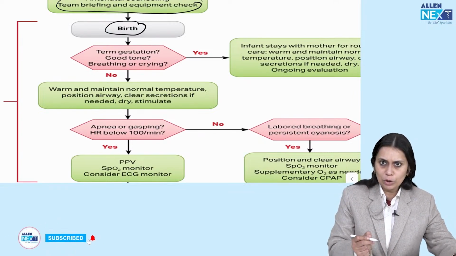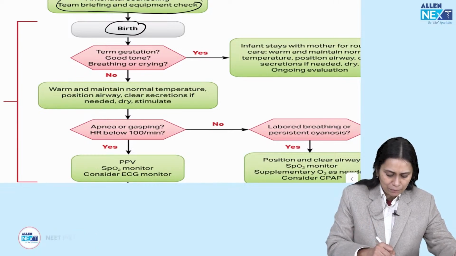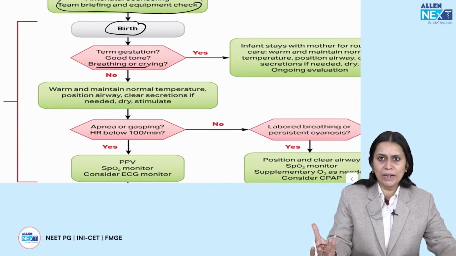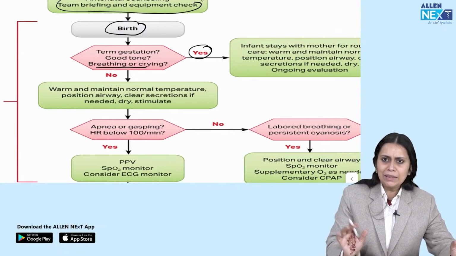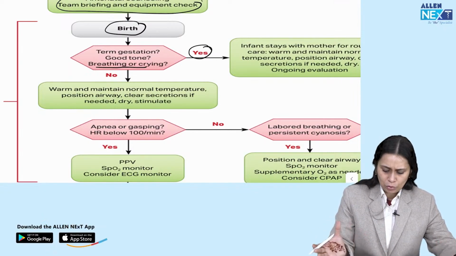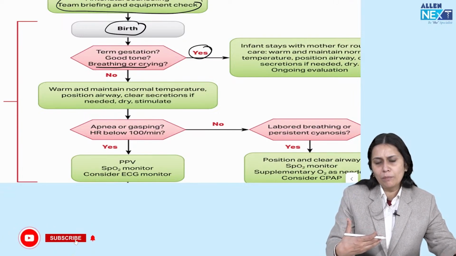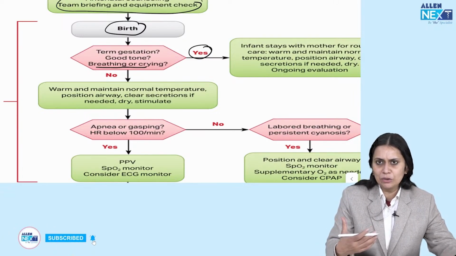Good tone, good muscle tone, not atonic, and breathing or crying, whatever a normal child is born with, breathing and crying. If all these are present, then the infant stays with the mother and gets normal warmth and moisture through mother's skin to skin contact.